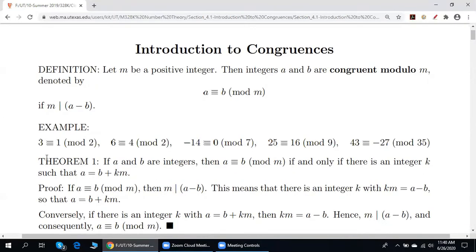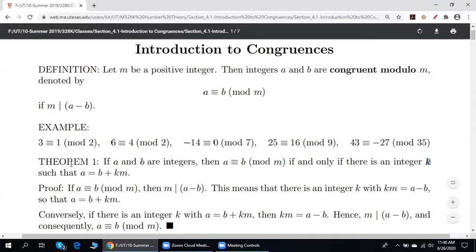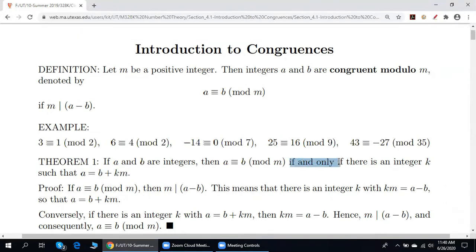Now please take a look at Theorem 1. If a and b are integers, then a is congruent to b modulo m if and only if there is an integer k such that a is equal to b plus km. Since it's an if and only if statement, we will prove it in both directions. Means, first let us show that this implies this, and then we show that this implies this.